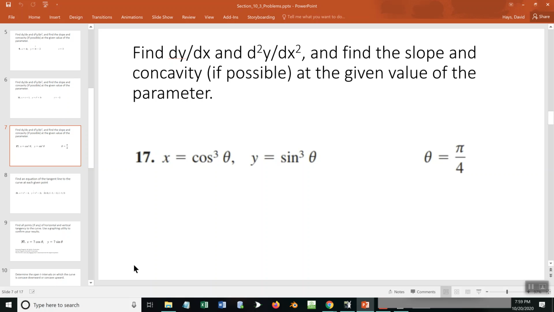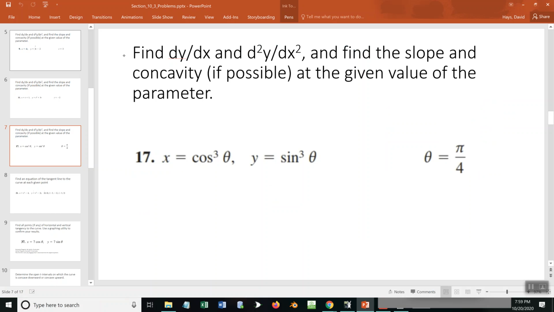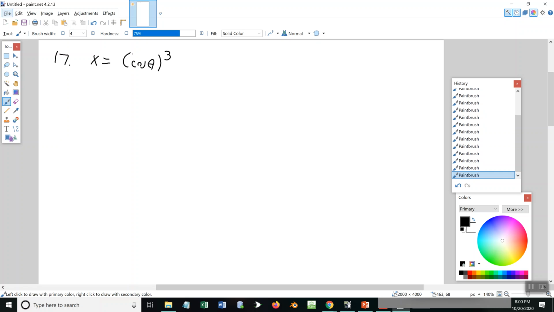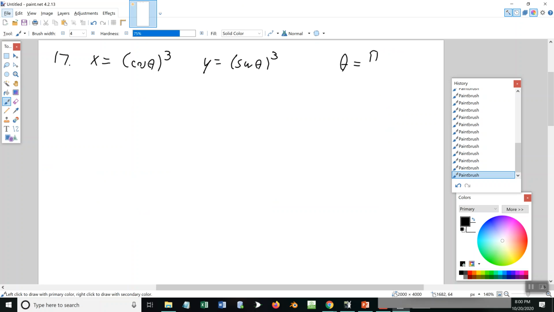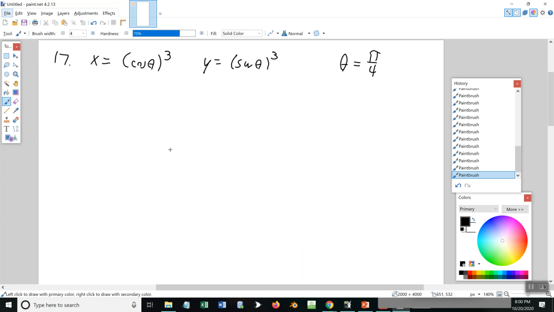This one looked a little bit more interesting, so let's take a look at it. Number 17. x is equal to cosine theta to the third power. y is equal to sine theta to the third power. Same instructions. Find dy/dx, our second derivative, slope, concavity for the parameter.